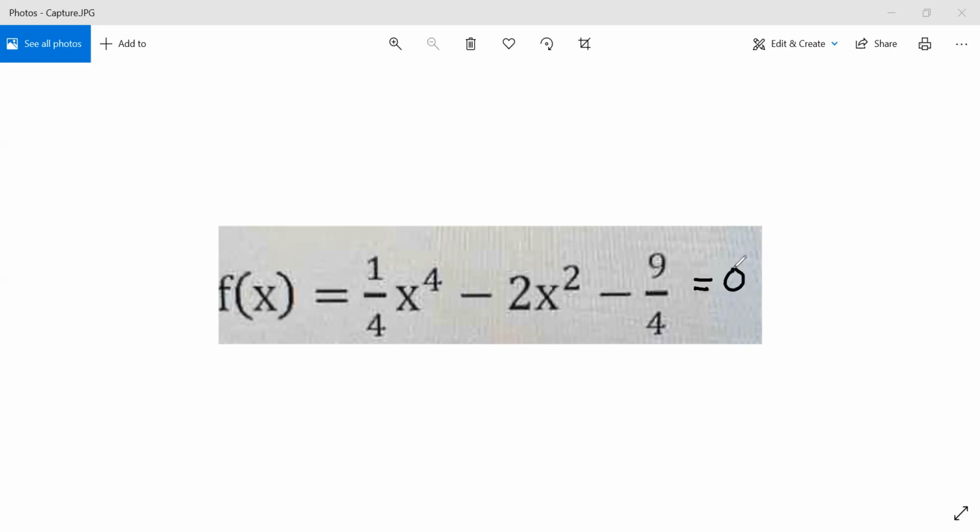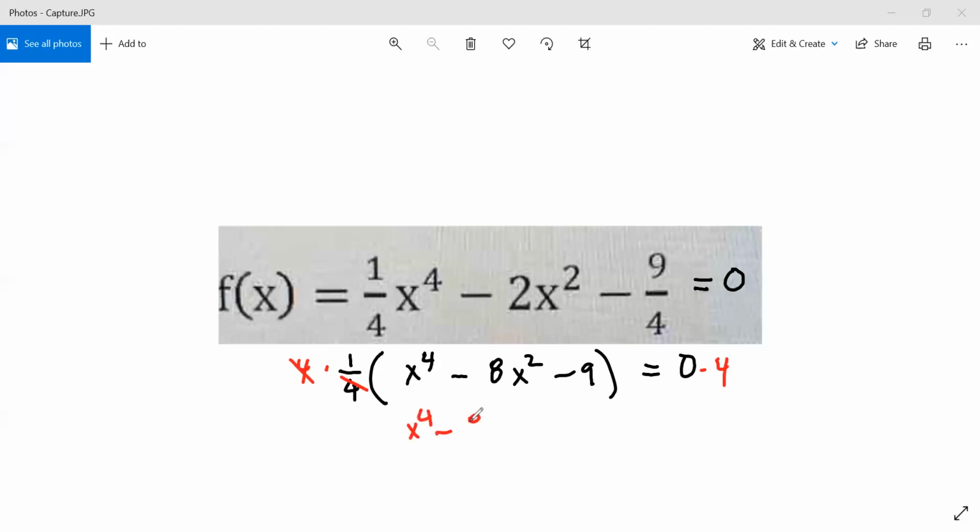So when we're solving it, we're setting the equation to 0, and I can factor out 1/4 because I want to make sure that the coefficient of x to the 4 is 1. So when I factor out 1/4, I'll get 8 here, and I'll get 9 here, equal to 0. And I can also just get rid of 1/4 by multiplying both sides by 4, so then I don't need to deal with 1/4 there. So I'll just have this, that equals 0.